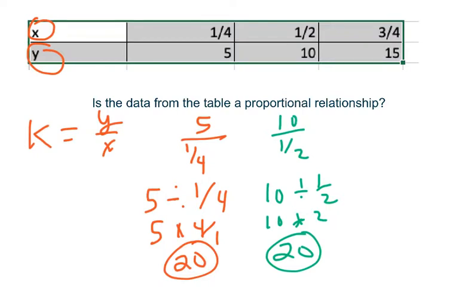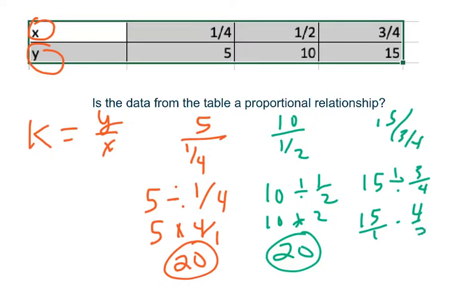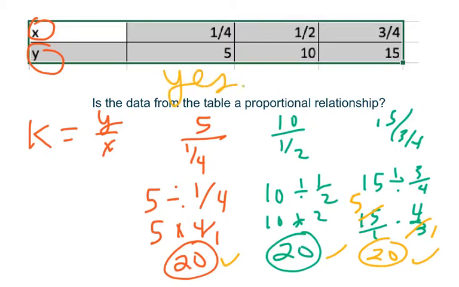So that gives us 15 divided by 3/4. And then you do keep, change, flip. So that is 15 over 1 times 4 over 3. And so the 3 reduces with the 15, and you get 5 times 4, which is, once again, 20. So since they are all 20 as a proportional relationship of y over x, is the data from the table proportional? The answer is, once again, a resounding yes.